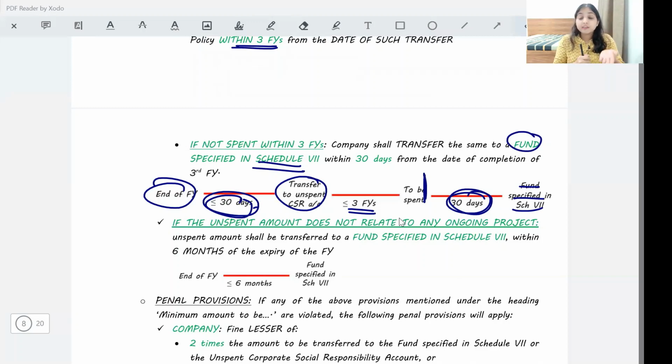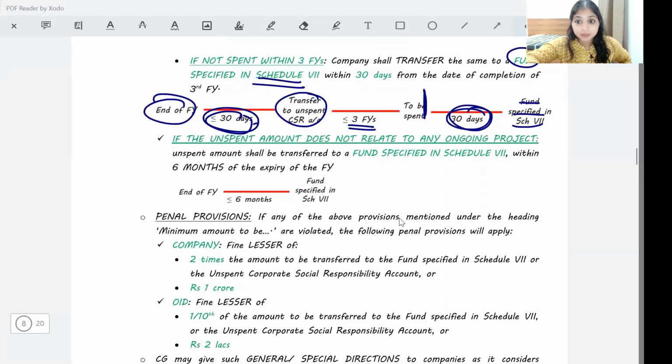But all this was only if the company is having an ongoing project. But what if the company spends lesser than 2%, but no ongoing project? It spent less than 2%, but no multi-year project. Then whatever is the shortfall, within 6 months from the end of the financial year, take that shortfall, put it into the fund specified under Schedule 7, story over. Please do not get confused. In case there is a multi-year project, money has to be put into the unspent account within 30 days from the end of the year. In case we do not have an ongoing project, you will get 6 months time. Within 6 months, you'll have to transfer to the fund specified in Schedule 7.